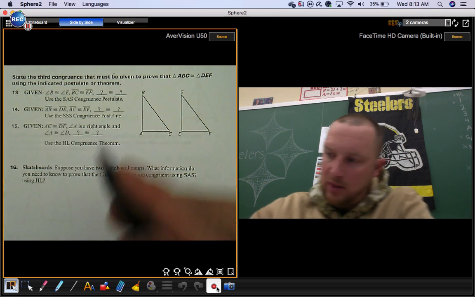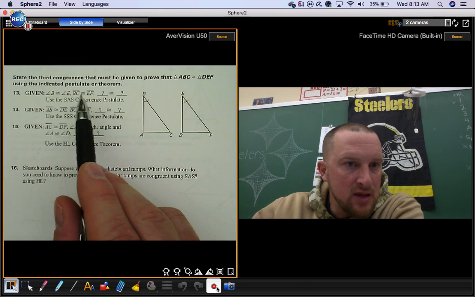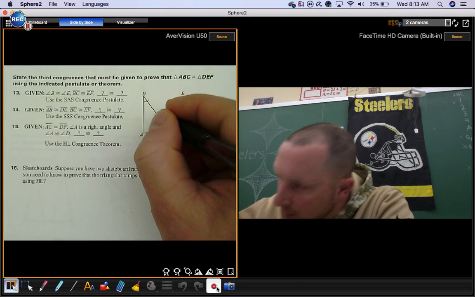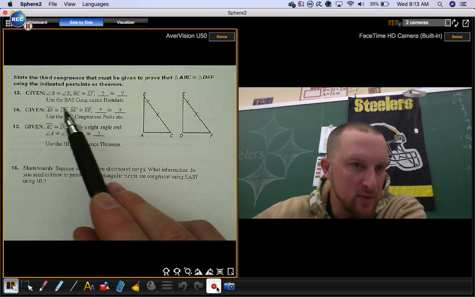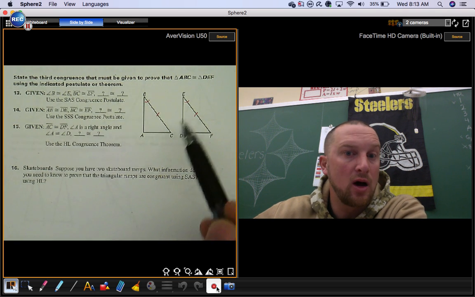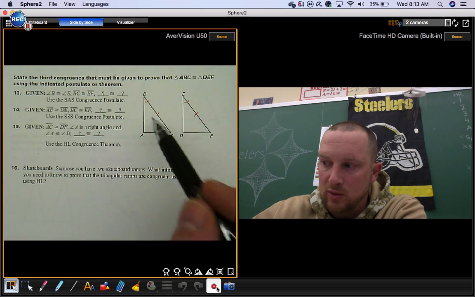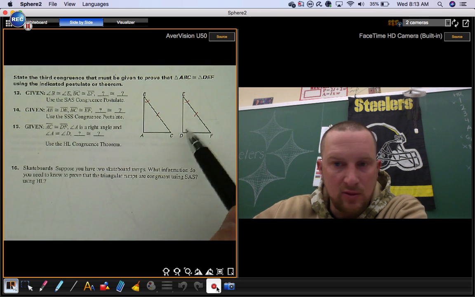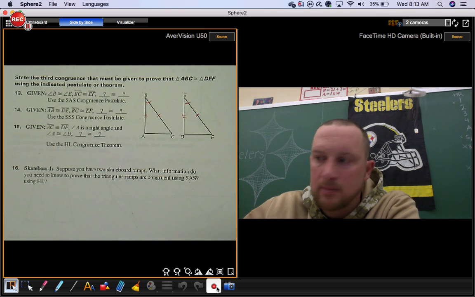Angle B is congruent to angle E, so maybe I'll mark those. Segment BC is congruent to segment EF, so I'll mark those as well. Now let's say I want them to be congruent by side angle side. What other information needs to be true? Well, I need these angles to be included, so I need these segments to be congruent here. So you would need segment BA congruent to segment ED.